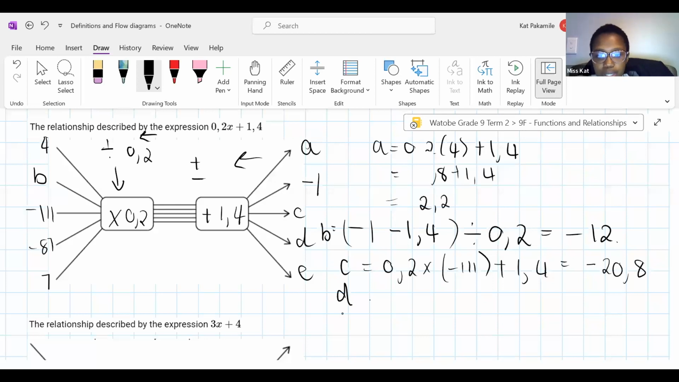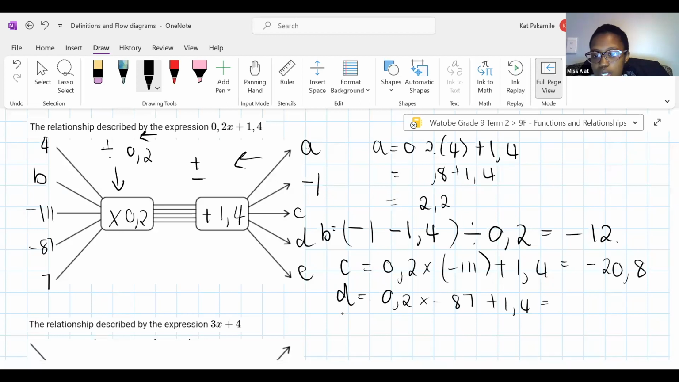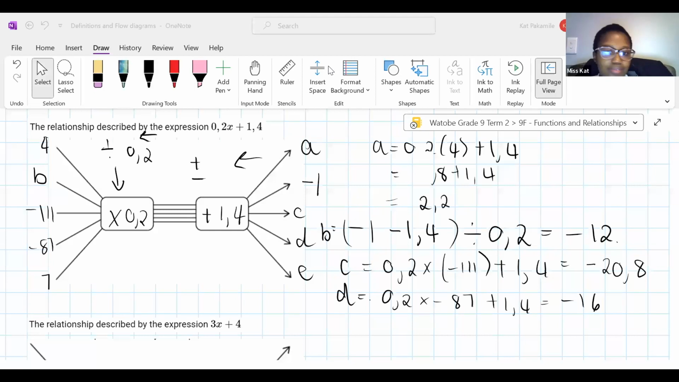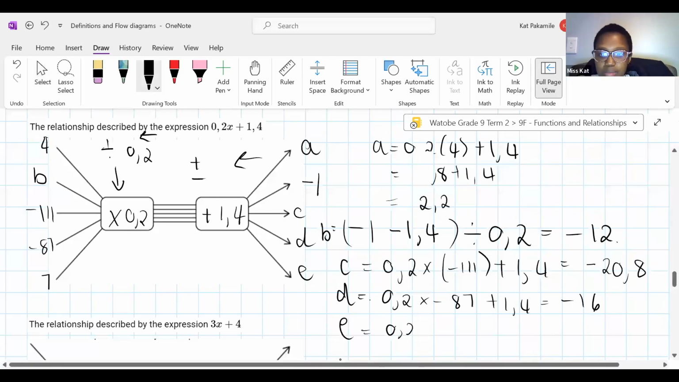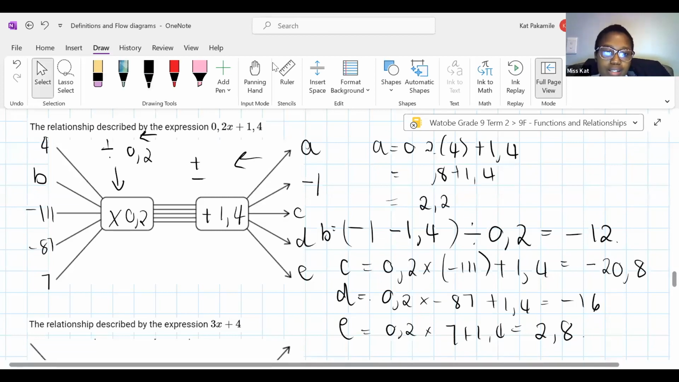What do we have for D? For D, ma'am, I got 0.2 times negative 87 plus 1.4, and got negative 16. Negative 16. Oh, Chichi chose that one for us. It's nice and a rounded number. Thanks, Oratile. And for E, ma'am, I got 2.8. Okay, so E is 0.2 times 7 plus 1.4, and you said you got 2.8. Yes, ma'am. There we go, guys.